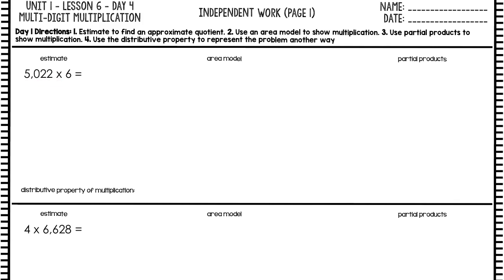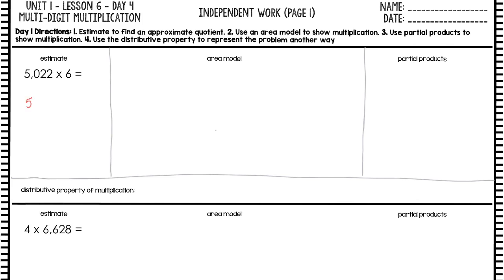Alright, here we have 5,022 times 6. I'm going to remember to make my line so that I have a nice organized space. Okay, 5,022 is close to what number? Because we're in the thousands, I'm going to say it's definitely closer to 5,000. So we're going to do 5,000 times 6.